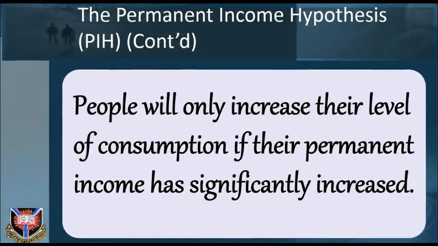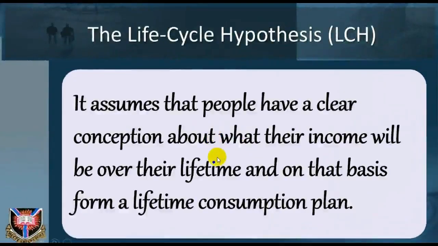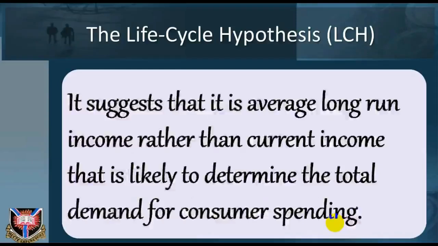The life cycle hypothesis. This was jointly developed by Professors Franco Modigliani and Albert Ando. The theory is very similar to the first one. The theory assumes that people have a clear conception about what their income will be over their lifetime, and on that basis form a lifetime consumption plan. Just like the permanent income hypothesis, the life cycle hypothesis suggests that it is average long-run income rather than current income that is likely to determine the total demand for consumer spending.